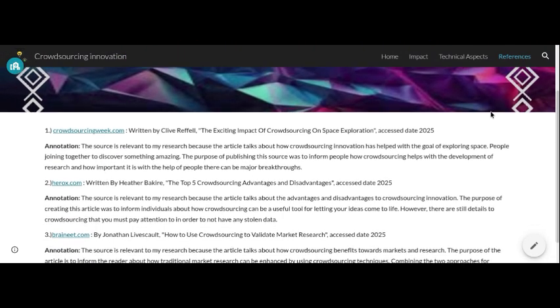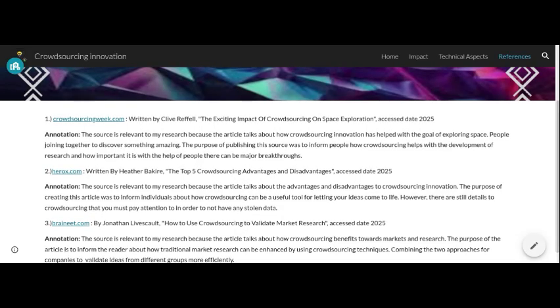And then two references. The reference I used the most was Top 5 Crowdsourcing Advantages and Disadvantages by Heather Bakery, because it gave the most insight into crowdsourcing.